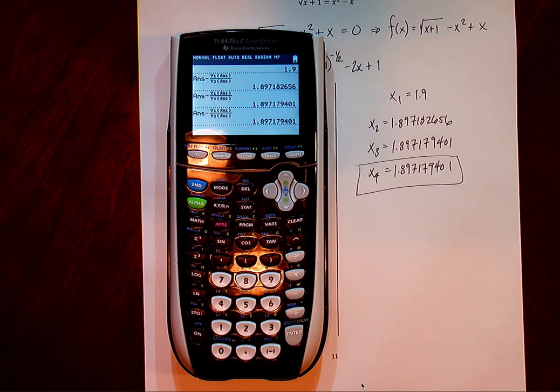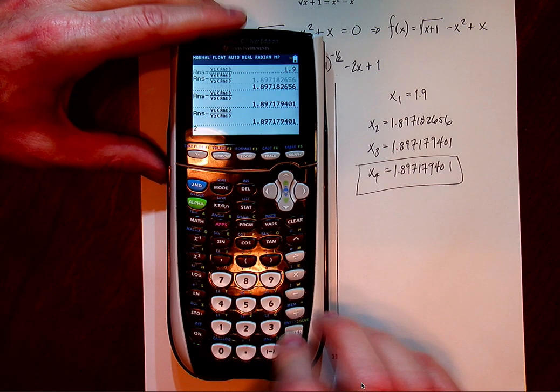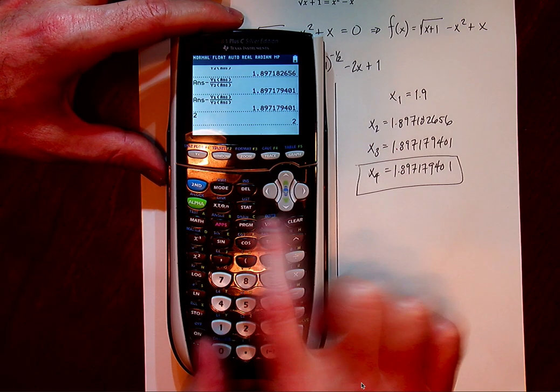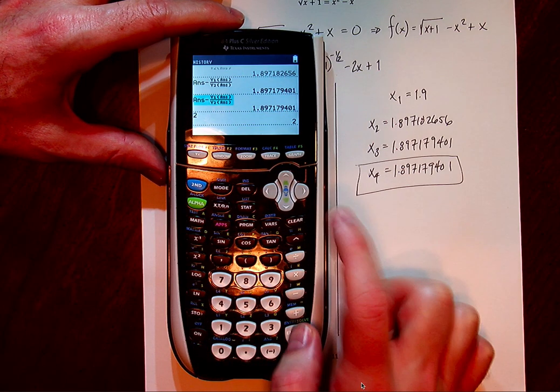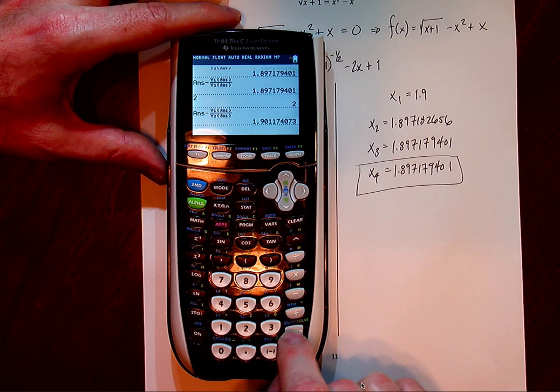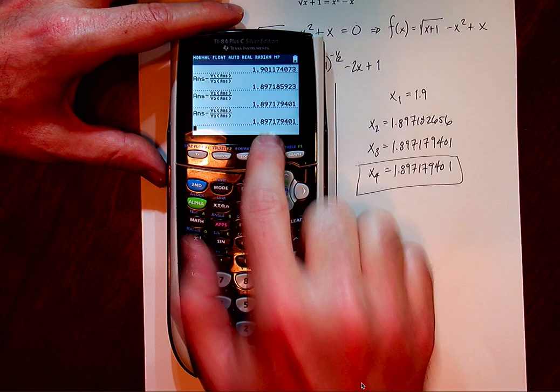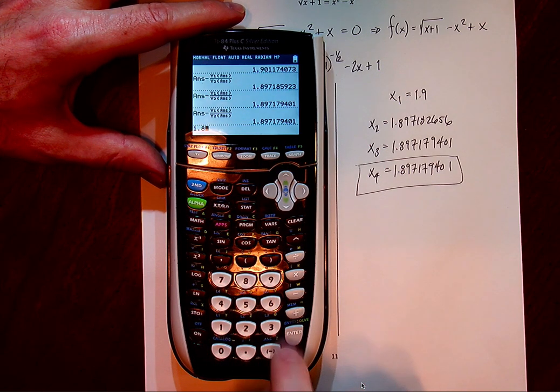Now, let's say that you didn't estimate it at 1.9. Let's say you estimated it at 2. Like I said, it's still going to go to the same place. So we'll go ahead and do it at 2. Enter, enter, enter. And we see that it winds up going to the same place. Let's say I estimated it at 1.8.